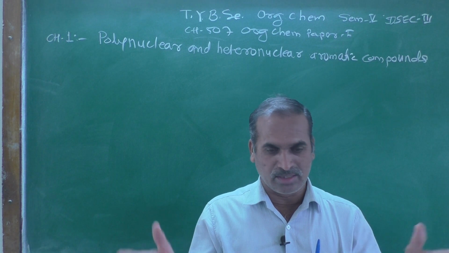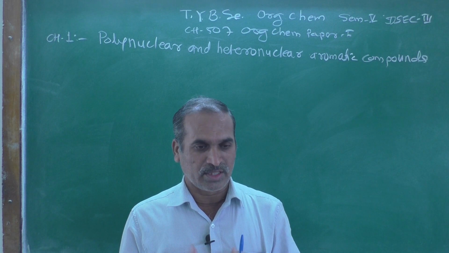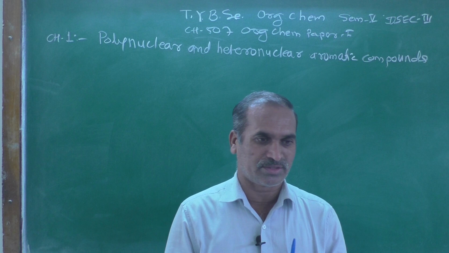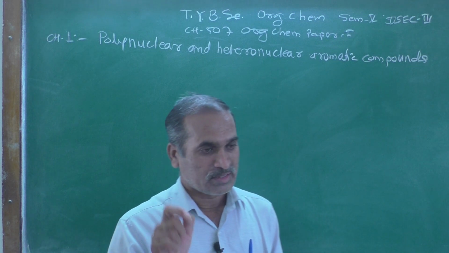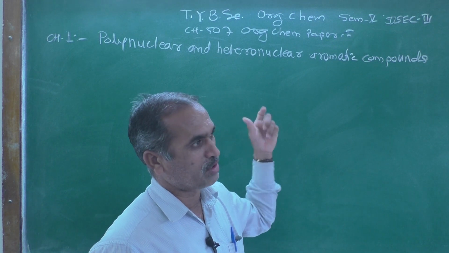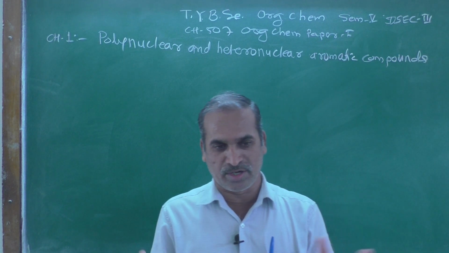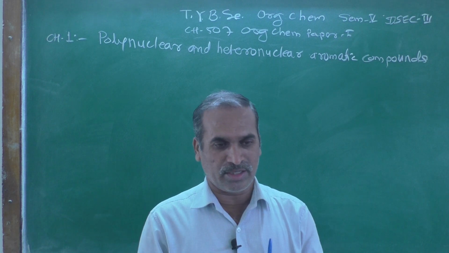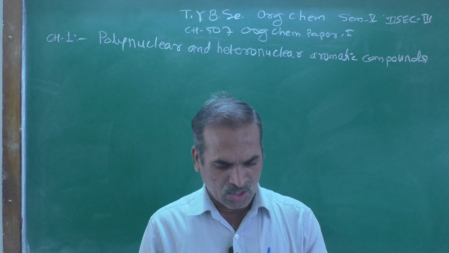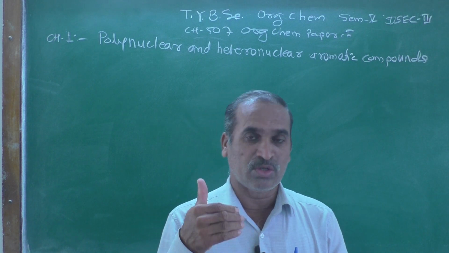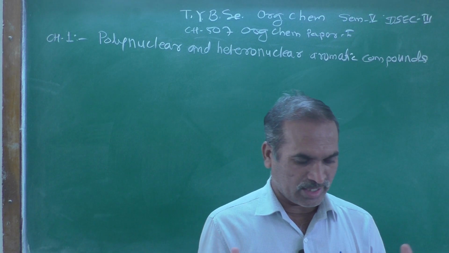Different cycles come together with their proper orientations or arrangement, so that we can call it a polycyclic, or you just remember it as polynuclear. Then heteronuclear. Hetero means different. Polycyclic, you might have heard the word polycyclic, or you can also call it homocyclic.